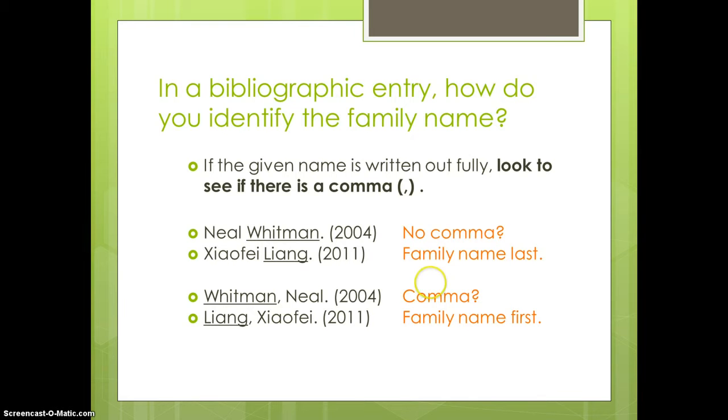But if they spell out the given name, well, then it's a little bit more difficult to identify it. So, if the given name is written out fully, look to see if there is a comma. If there is not a comma, then the second name is the family name. Okay. If there is a comma, Whitman, comma, Neil, or Liang, comma, Xiaofei, then that means they're putting the family name first.